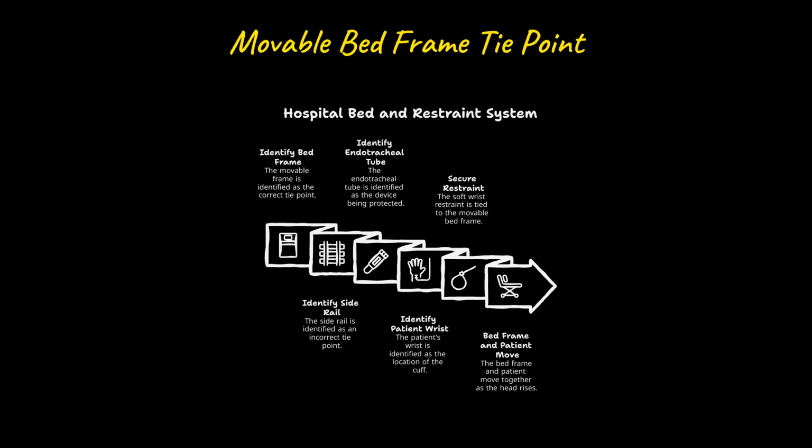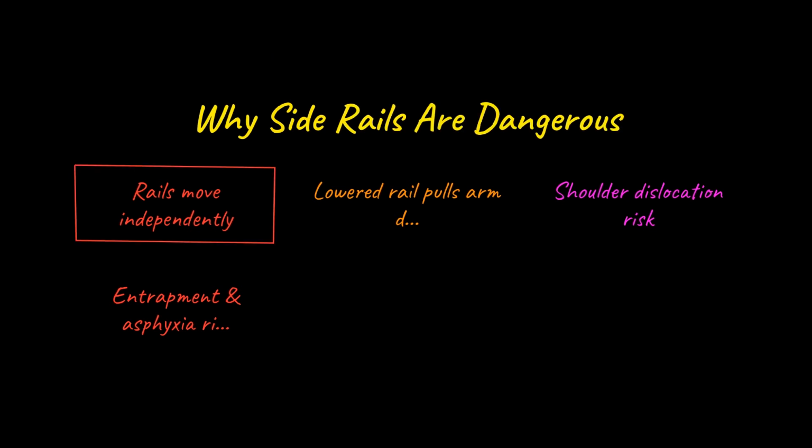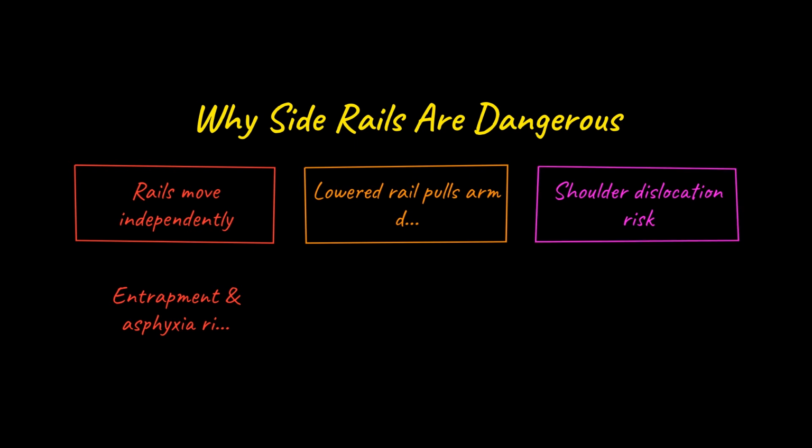Because it moves with the bed, it never pulls the wrist from a fixed anchor point as the patient's position changes. Side rails seem convenient because they are near the patient's wrist, but they move independently when raised or lowered. A restraint tied to a side rail that is then lowered pulls the arm downward and outward, risking shoulder dislocation, wrist injury, and potentially fatal entrapment between the rail and the mattress.